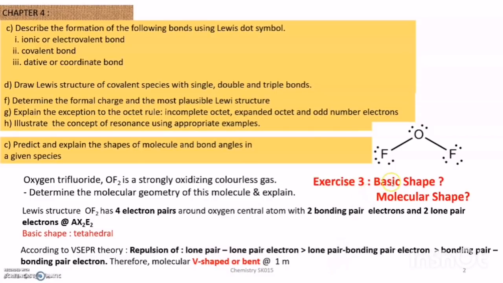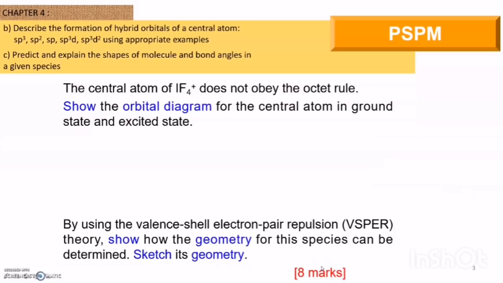Alright, so as the exercise, what is the basic shape, what is the molecular shape for OF2? The basic shape is tetrahedral. The molecular shape is V shape or bent. Alright. So, okay, for the next one, we try to take a look at the relationship with hybridization. So far, I think you're quite familiar. We have 5 types of hybridization: sp3, sp2, sp, sp3d, sp3d2. Right? So, according to the example, take a look.